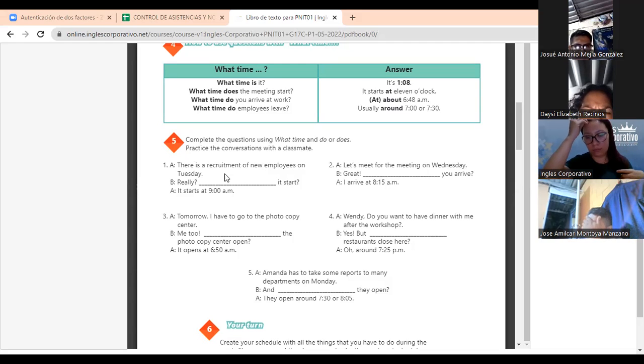It starts at 9 a.m. No, eso le toca a José. Usted es la letra B, Daisy. Usted tiene que completar aquí para hacer la pregunta. Él está diciendo, el reclutamiento de los nuevos empleados es el martes. Ah, de verdad. ¿Cuál es la otra pregunta, Daisy? What time does it start?